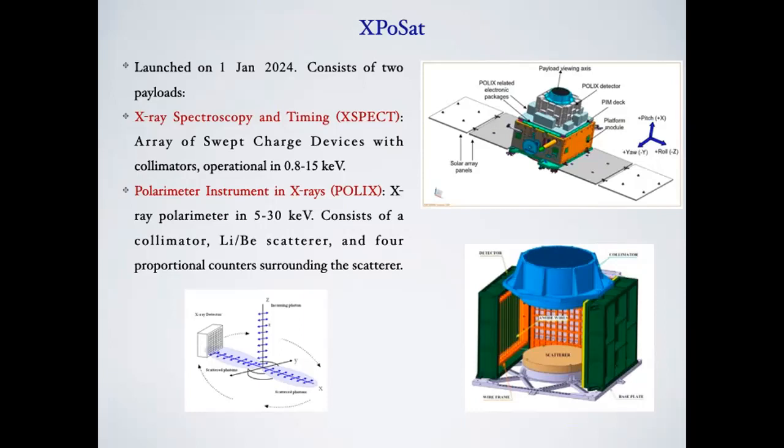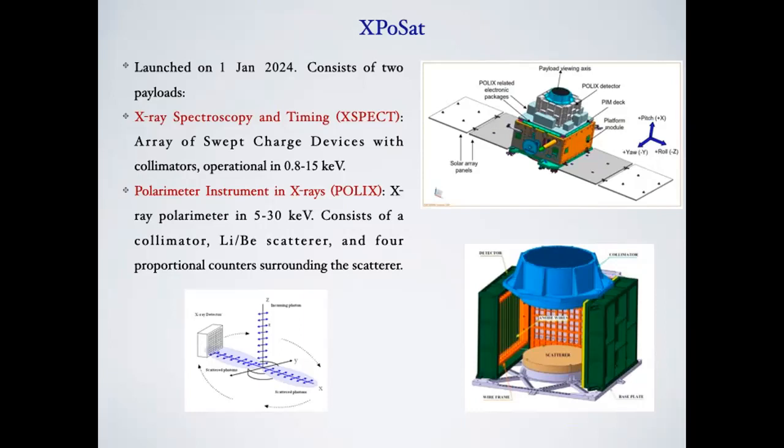All right, so I'm very excited to talk briefly about ExpoSat. As Professor Aditya had mentioned, this was launched on 1st January this year. It has two payloads. One is the X-ray spectroscopy and timing payload, an array of swept charge devices. Swept charge devices don't have positional accuracy, but because it will always be looking at whatever the main instrument Polix is looking at, you get information on the timing and spectroscopy behavior of the source. This is operational in 0.8 to 15 keV.